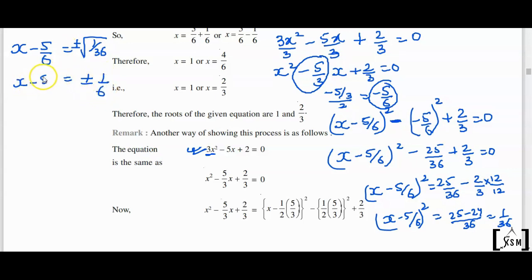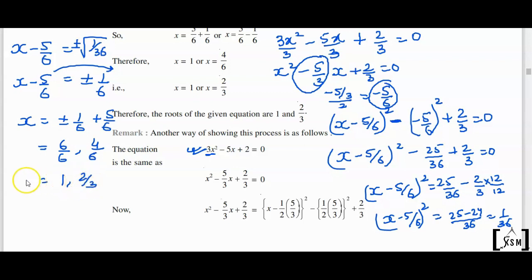So x − 5/6 equals that, and then we bring −5/6 to the other side. We get x equals ±1/6 + 5/6. Taking the positive sign, we get 6/6, and taking the negative sign, we get 4/6. So the value is 1 or 2/3. These are the two values of x, called the two roots. We solved it by using the completing the square method. Good. Let's move on to the next example.